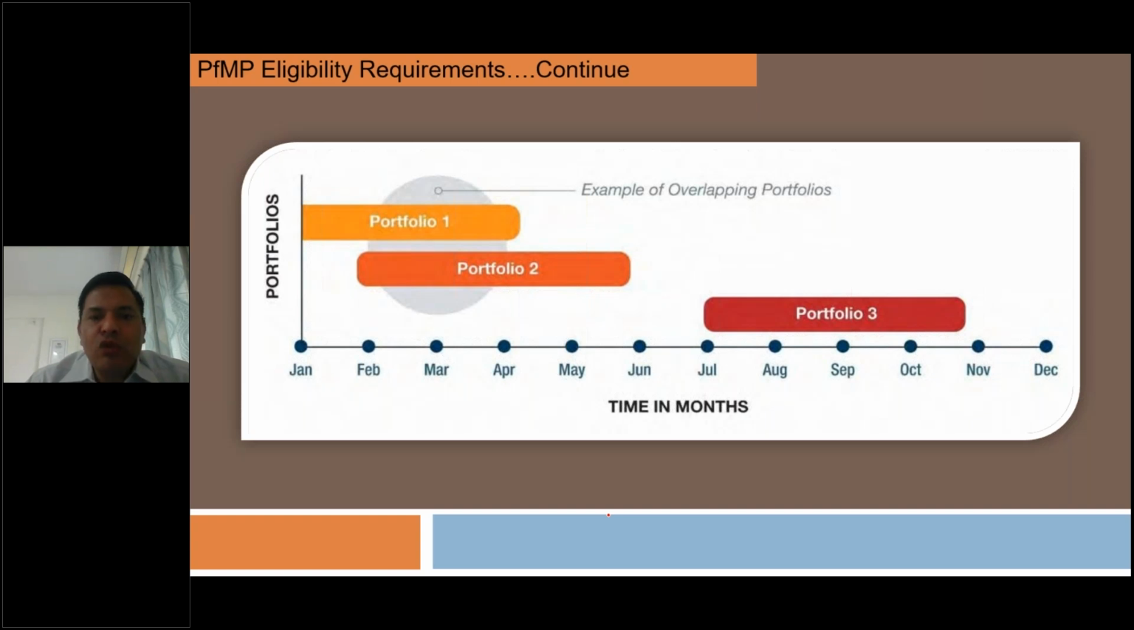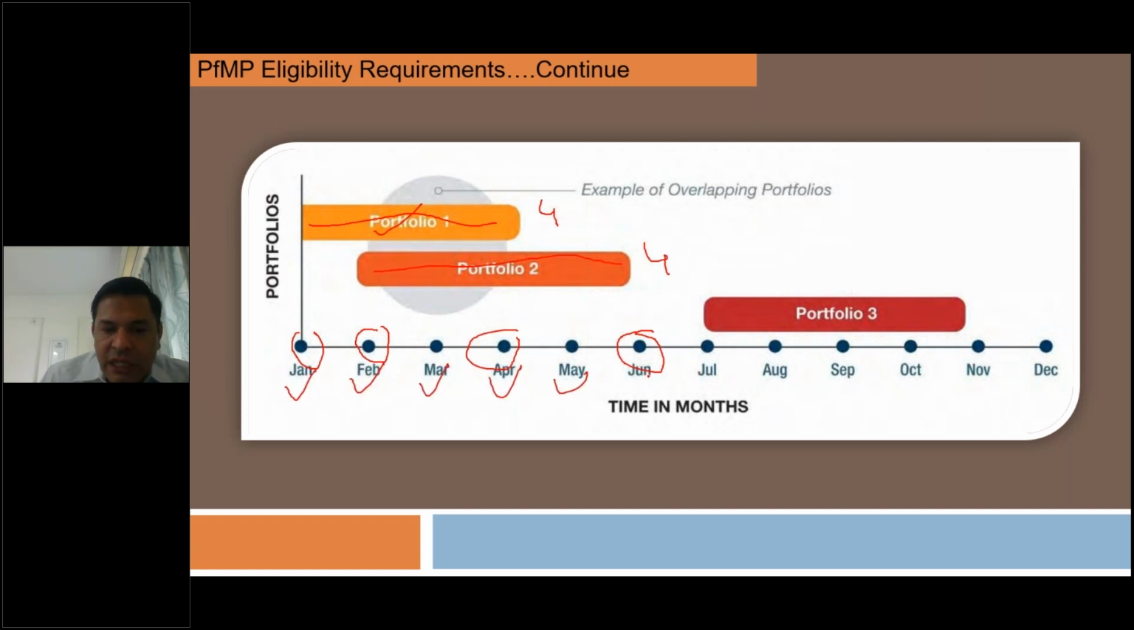You may be working simultaneously on more than one portfolio, and every portfolio may be running for more than 12 or 15 months. But the actual calendar months should be unique. Let's take this example. Consider portfolio 1 runs from January till April, and portfolio 2 from February to June. You can't show this portfolio as 4 months and that portfolio as 4 months. So total how many months? 1, 2, 3, 4, 5, 6. Only 6 months will be counted as your portfolio management experience instead of 8 months. The period from February is the overlapping period.